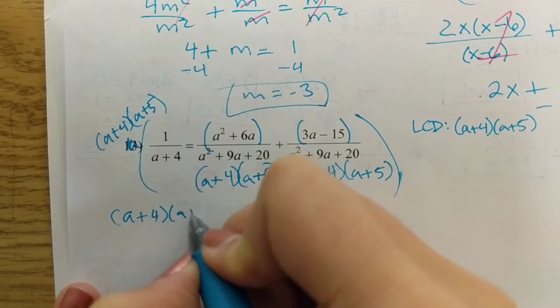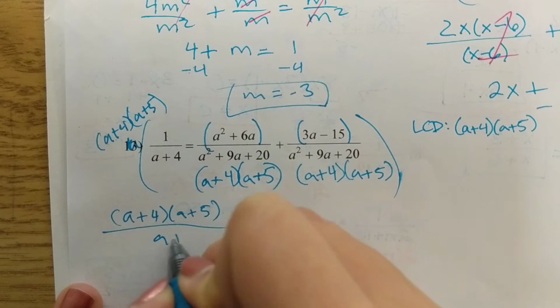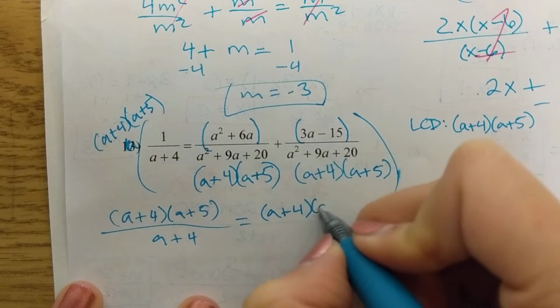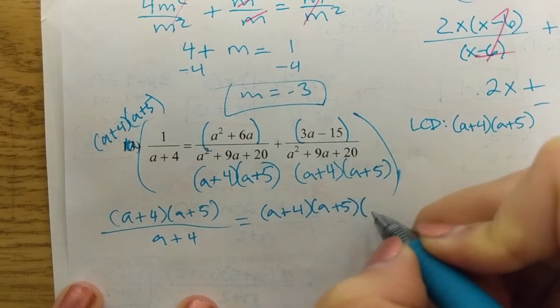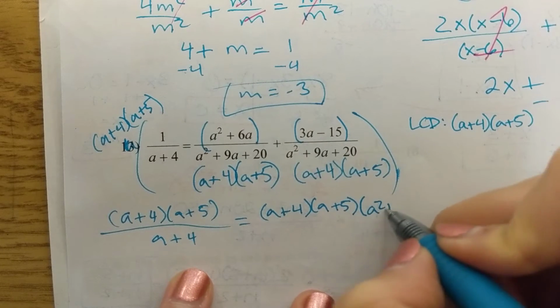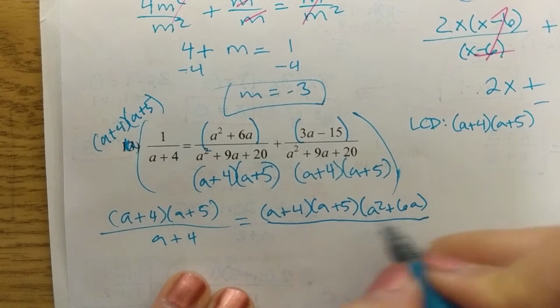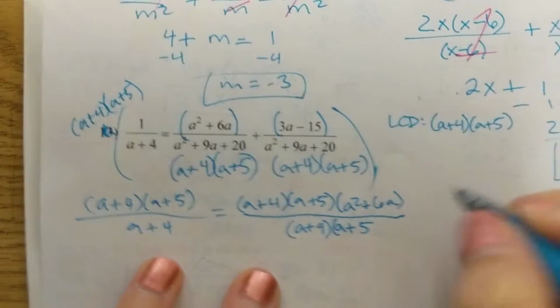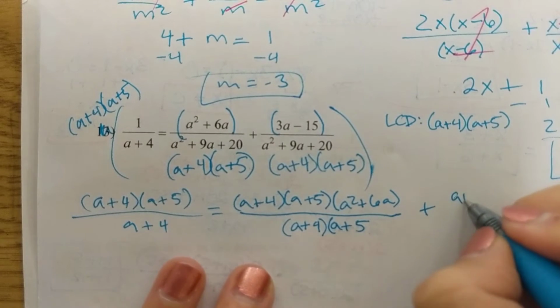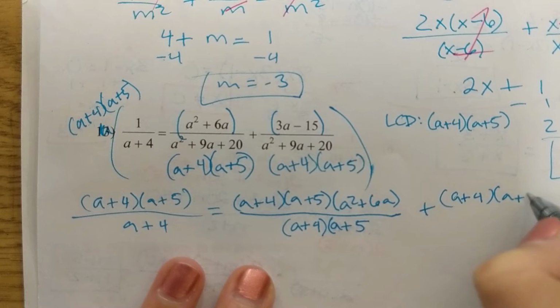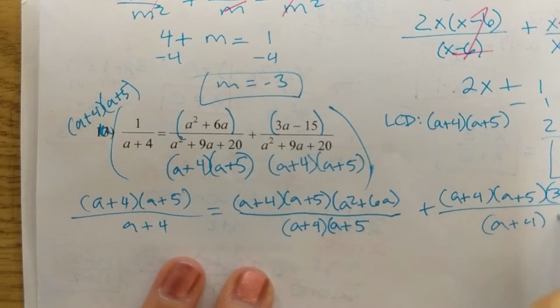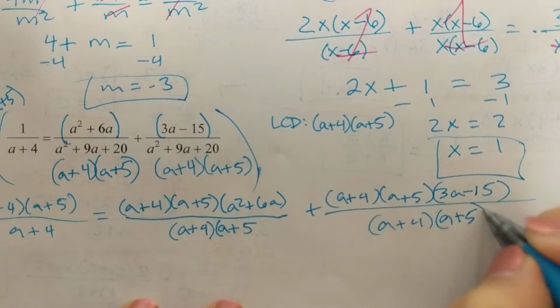A plus 4 times a plus 5 over a plus 4 equals a plus 4 times a plus 5 times a squared plus 6a over a plus 4 times a plus 5. So much going on here. And then plus a plus 4, a plus 5 times 3a minus 15 over a plus 4, a plus 5. Wow, it's going to be nice when these all reduce.